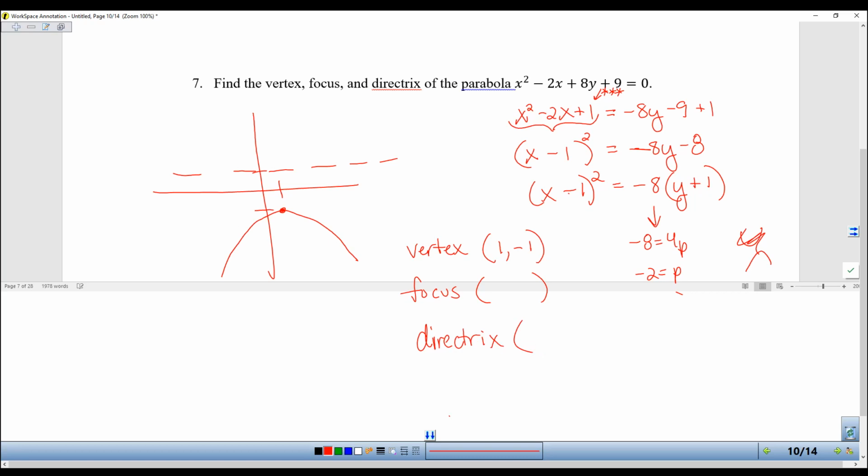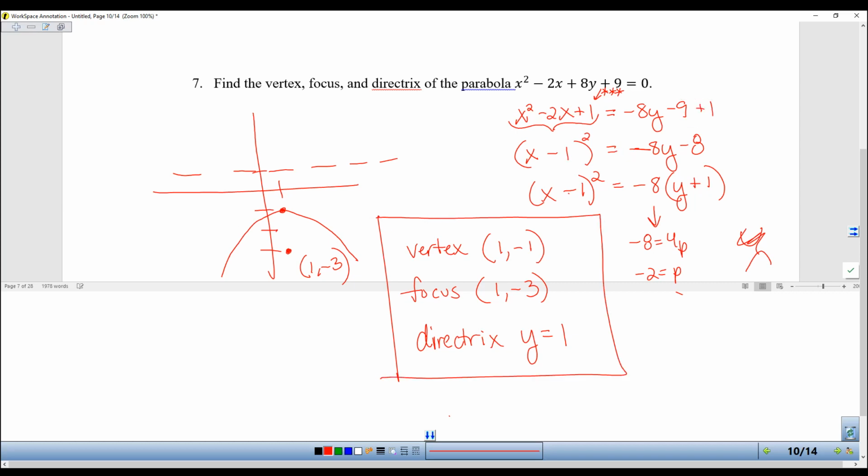So my directrix is the line. Sorry. My directrix is the line y is equal to 1. And my focus is inside the parabola, and it's also 2 away. So what is that point visually? It's just 1, negative 3. I personally think that is way easier than using all those complicated things that are on that picture. Just draw it. And that's how you do number 7.